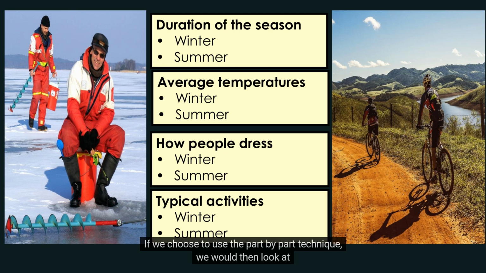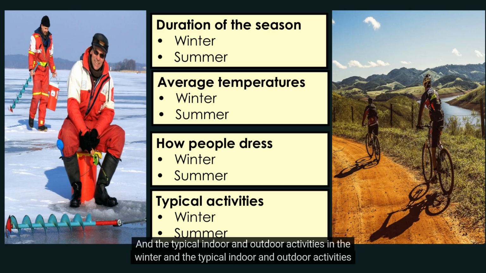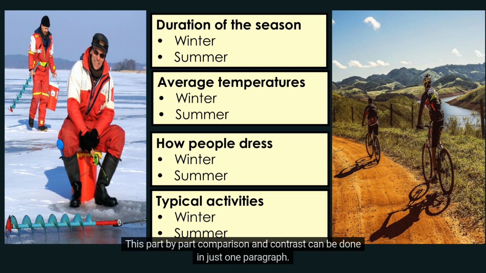If we choose to use the part-by-part technique, we would then look at the duration of winter and summer in Vermont, the average temperatures in winter and summer, how people dress during winter and how they dress during summer, and the typical indoor and outdoor activities in the winter and the typical indoor and outdoor activities in the summer. This part-by-part comparison and contrast can be done in just one paragraph.